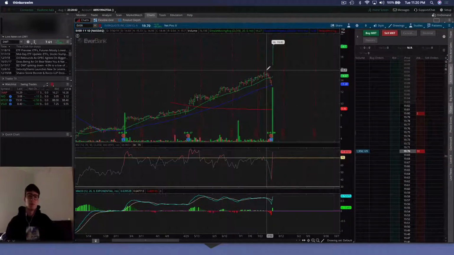Today what I really want to cover is how to use simple moving averages on swing trades. We're going to be using the 20-day, the 50-day, and the 200-day simple moving average to show us levels of support, resistance, and signs of uptrends or downtrends.